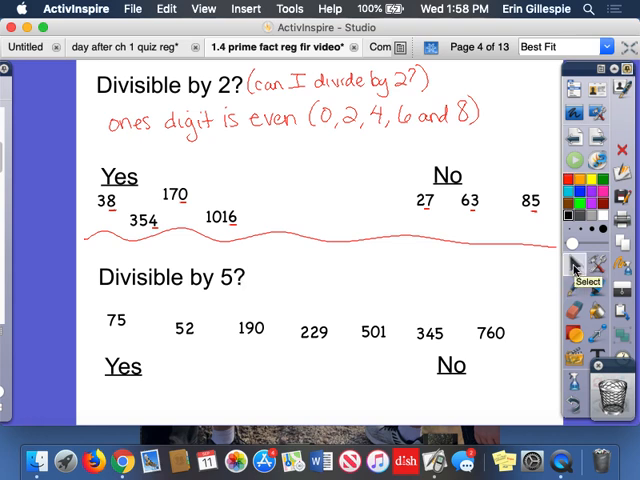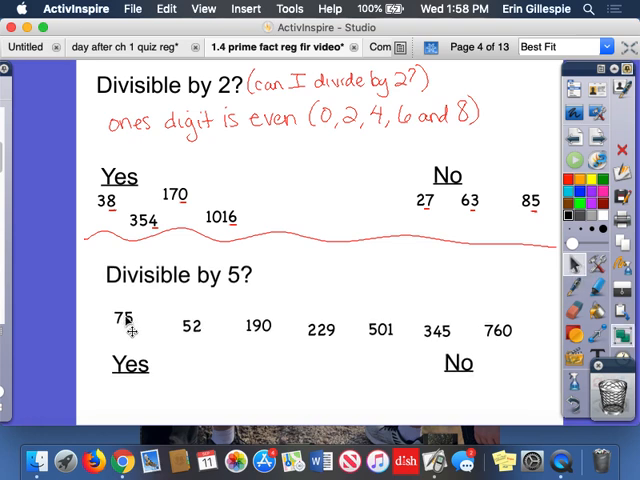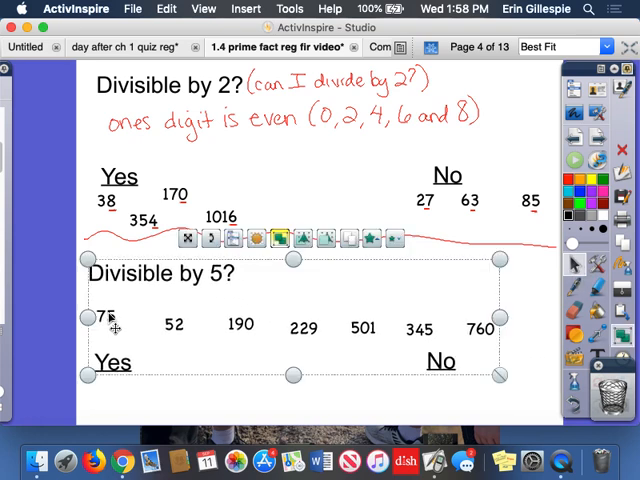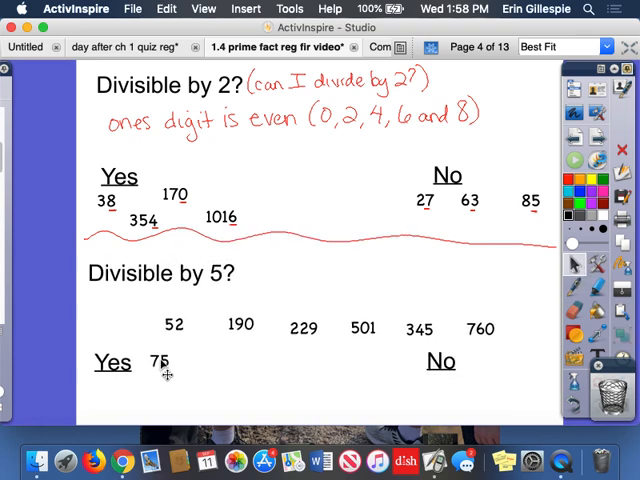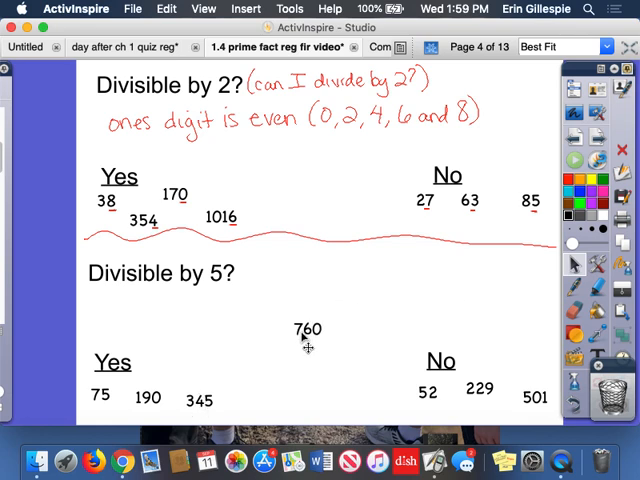All right, let's see how you did. So 75, whoopsies, oh, that whole thing's connected there. There we go, 75 is a yes, you can divide that by 5. 52 is no. 190 is yes. 229 is no. 501 is no. And then 345 and 760 are yeses.